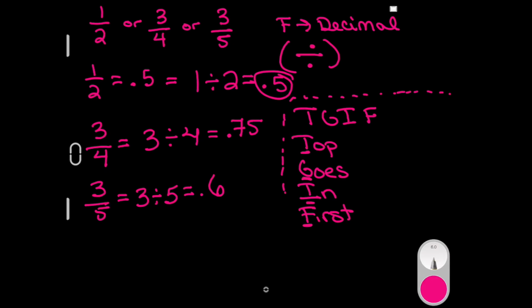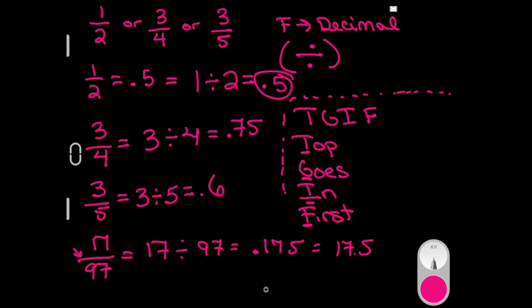Well, let's say you have a fraction like 17/97. I don't know what that is. Let me grab a calculator. All right, so 17/97. If I can remember the TGIF, in that this means I'm going to divide, this little sign right there means divide, I'm going to put 17 divided by 97, put that in our calculator, and that's going to give you 0.175, which is going to be 17.5%.